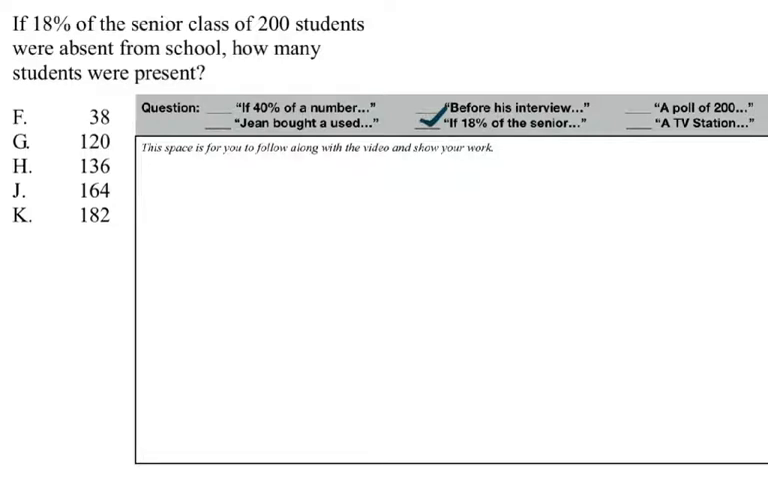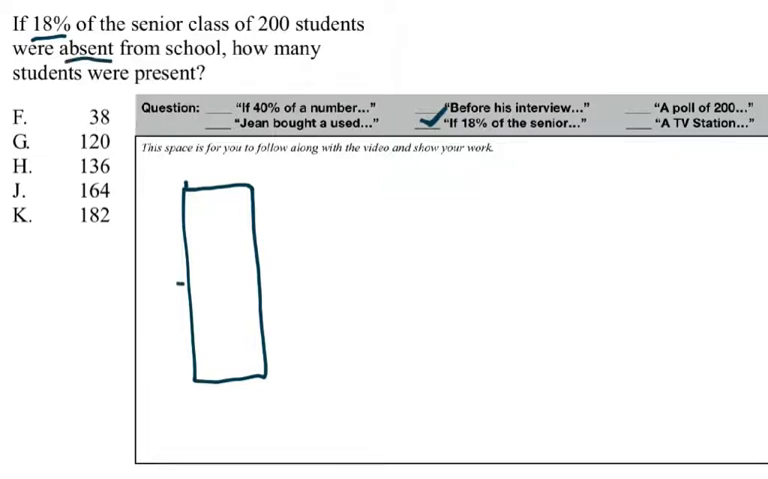Let's visualize this first. We always want to think and imagine what we're talking about before we do math on it, so we can check if our answer makes sense. So let's draw a figure that represents our senior class. Let's say that's the entire senior class, all the students in the senior class. And we have 18% of them absent from school.